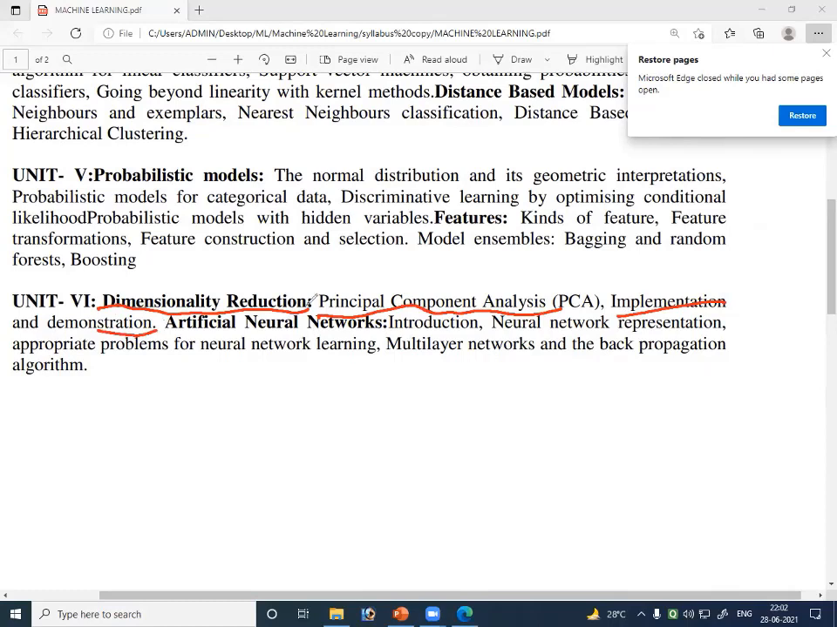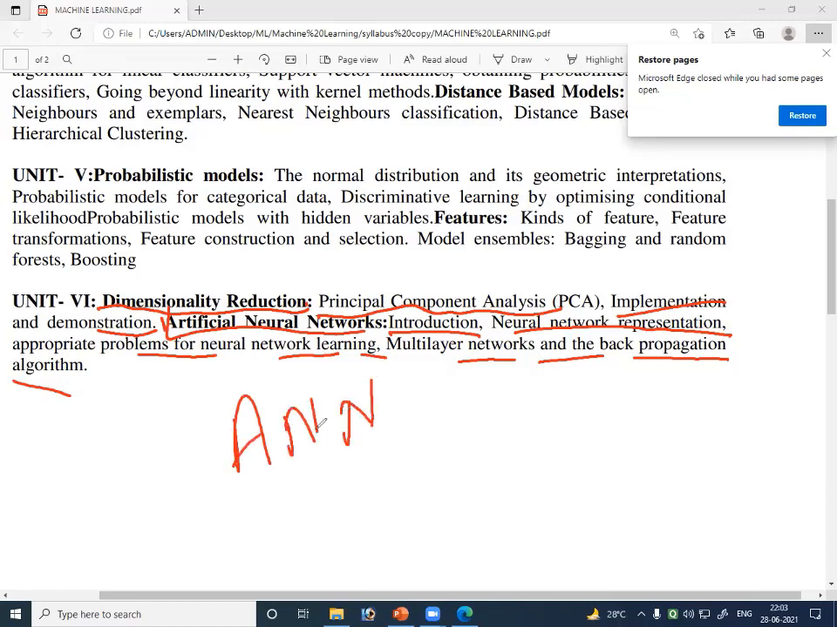Next comes artificial neural networks, ANN: introduction, neural network representation, appropriate problems for neural network learning, multi-layer networks, and the back propagation algorithm. You might already have learned these three topics in your ANN course, so I need not tell you the introduction and all, but I'll try to give you the notes. This is the end of this particular unit, and I hope you got the material. Thank you.